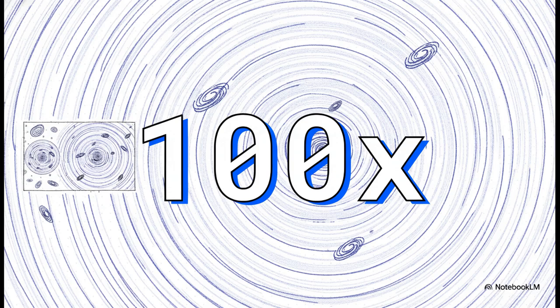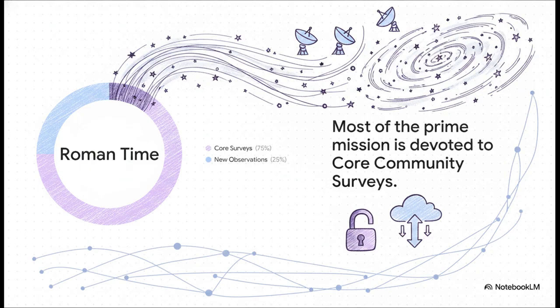Because of this mind-blowing scale, nearly 75% of Roman's 5-year prime mission is already blocked out for massive, community-defined core surveys. This is a huge shift, and it completely changes how you propose for telescope time. Oh, and here's a really crucial takeaway. There's absolutely zero proprietary period for Roman data. The second it hits the archive, it's public. It unlocks the science for everyone instantly.